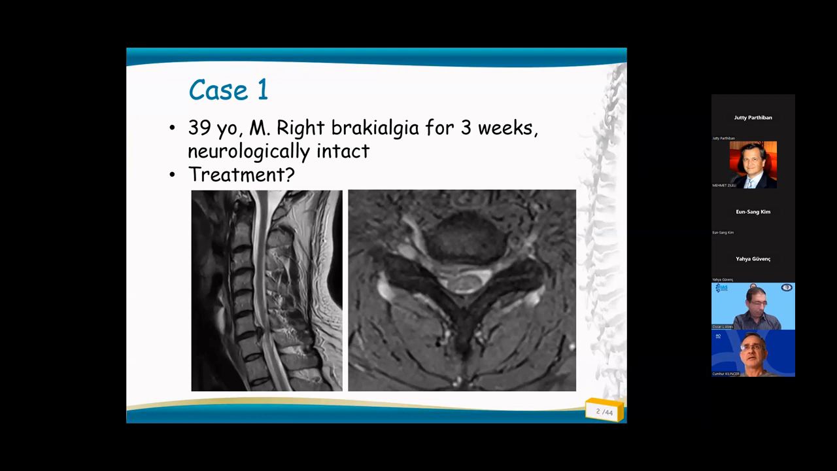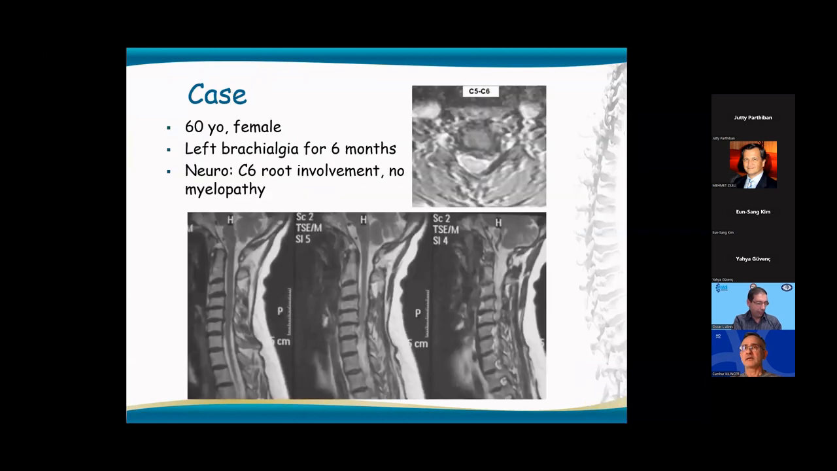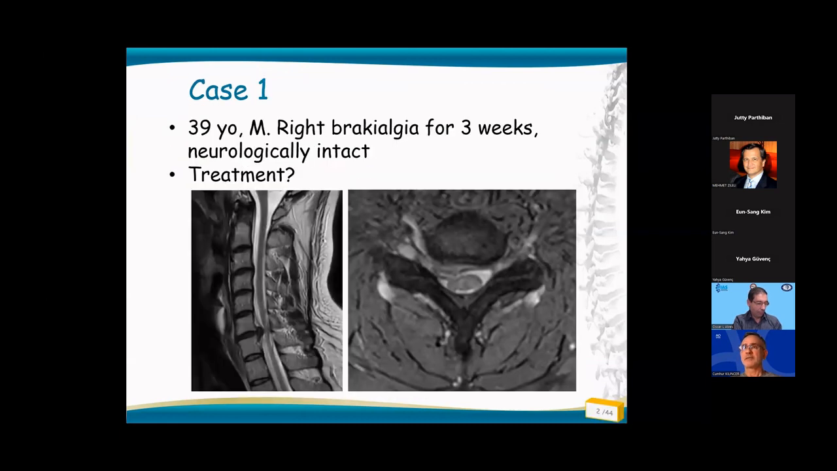This is a 39-year-old male with right arm pain for 3 weeks. He is neurologically intact. How do you manage that case? Look at the MRIs and think about it. I will show the case solution at the end, but I just want to provoke some thinking about how to approach that kind of case.